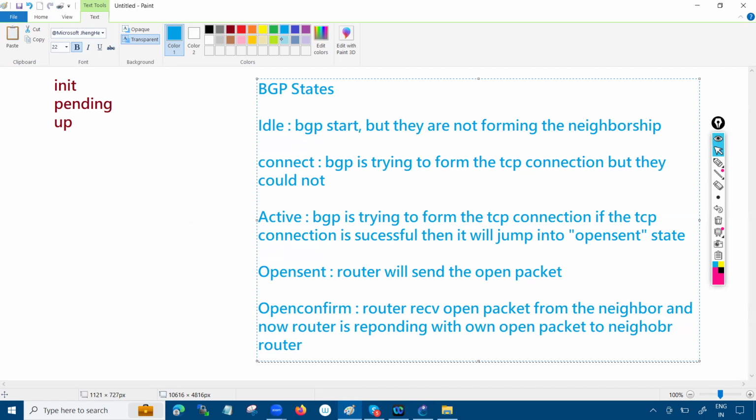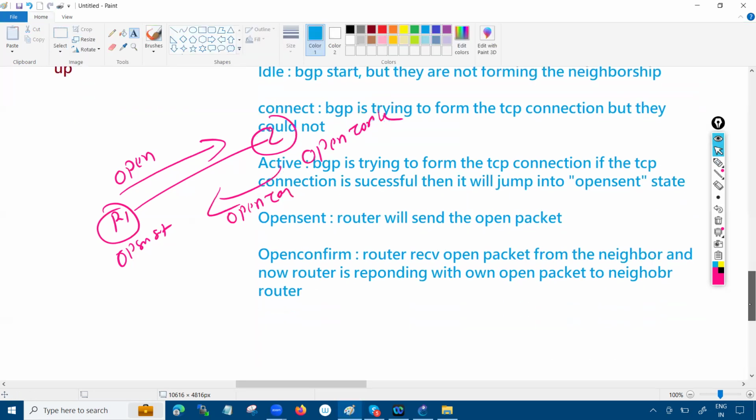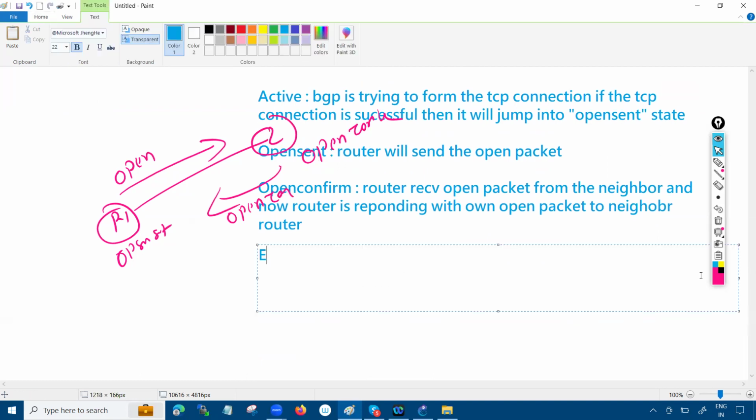So normally in our open sent state, router 1 and router 2 send the open packet. When it sends the open packet, it moves to the open sent state. When router 2 receives it, it says, hey, I received it, let me confirm it by sending an open confirm packet. It means I have received the open packet, and now I'm sending my own open packet to you. Once the router receives the open confirm packet, it will jump to the established state. Established means what?